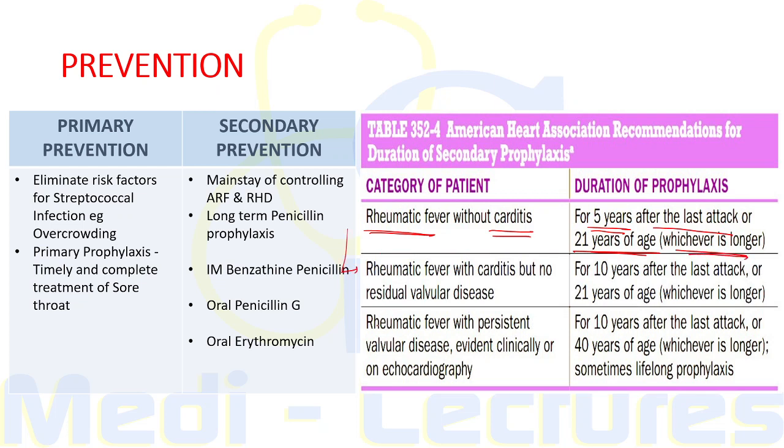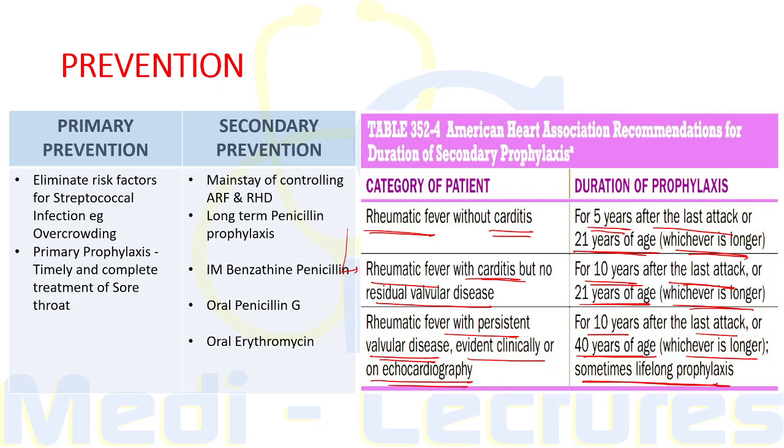The second scenario includes rheumatic fever with carditis, but there is no residual valvular disease. So for this case, the duration of prophylaxis will be 10 years after the last attack or 21 years of age, whichever is longer. Then finally, we have rheumatic fever with persistent valvular disease, which is evident clinically or on echocardiography. For this, we have prophylaxis of 10 years after the last attack or 40 years of age, whichever is longer. Sometimes lifelong prophylaxis is needed.